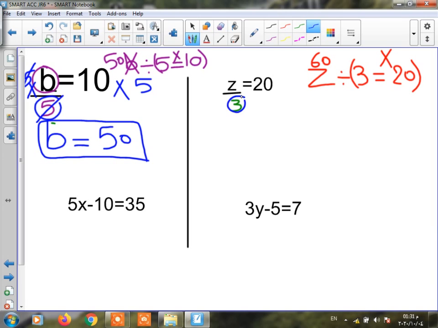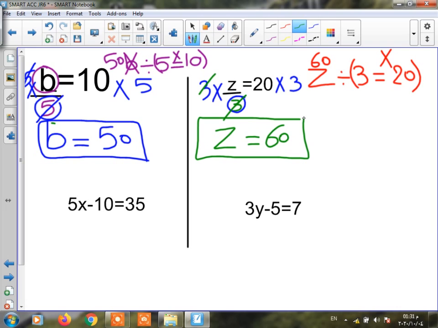I want to get out this number 3. So by multiplying the whole side by 3, 3 cancels 3 with 3. So I have here z equals 3 times 20, which equals 60. So the result of z will be equal to 60.